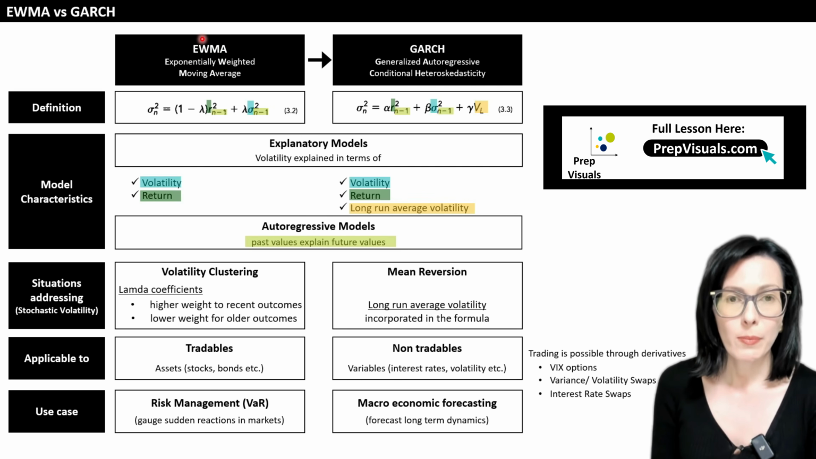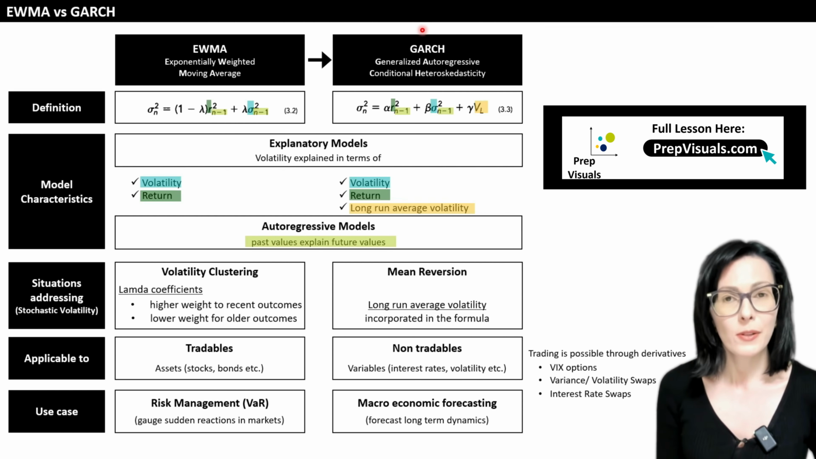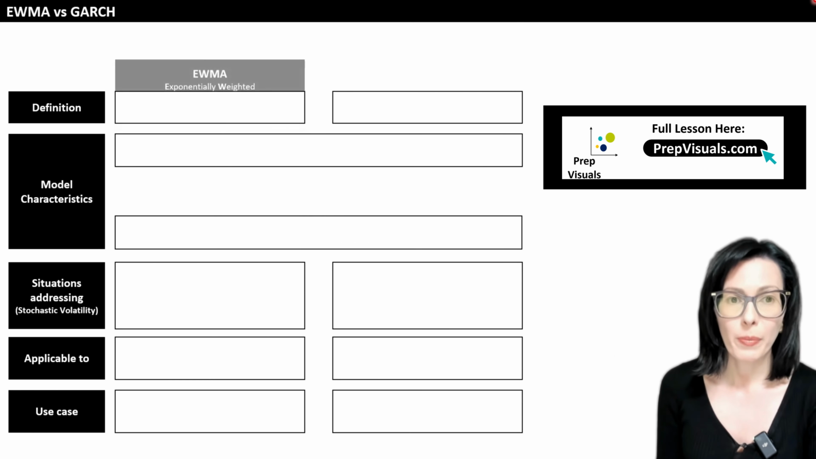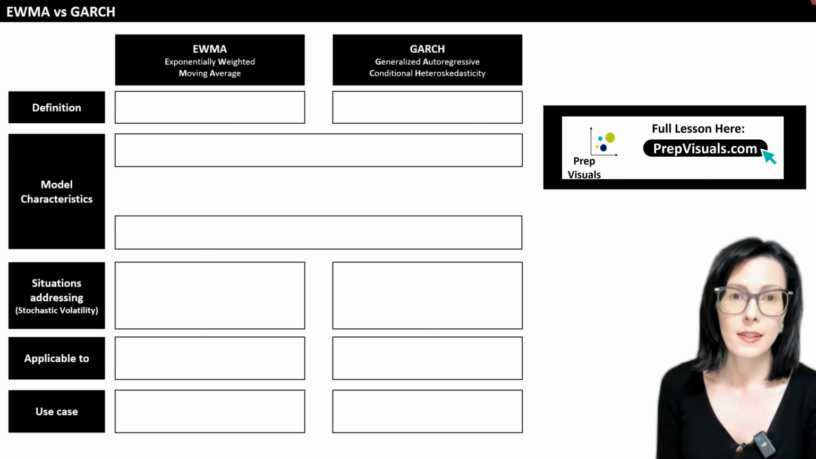The EWMA model and the GARCH model are the two models that the curriculum extensively touched upon in this chapter, and the purpose of this lesson is to put the similarities and the differences on one page so that you can have the intuitive sense to pass the FRM exam. So let's get started. As I earlier said, this video is about comparing the EWMA model with the GARCH model, which in essence is an extension of the EWMA model.